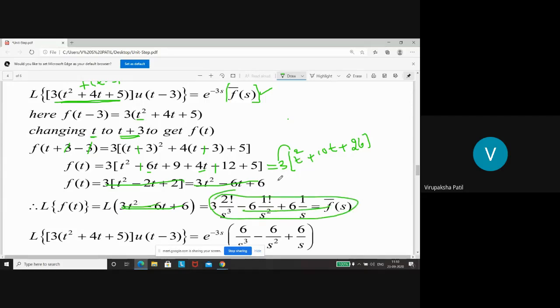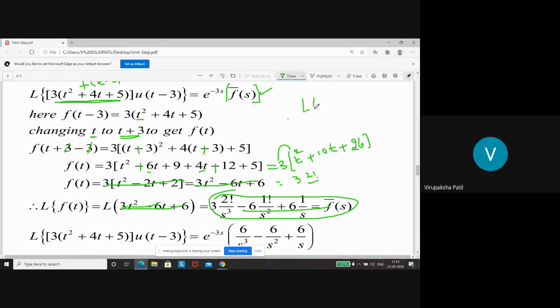Then applying Laplace to this, f bar is the Laplace transform of this quantity, that is equal to 3 into the Laplace transform of t square. What is the Laplace transform of t square?